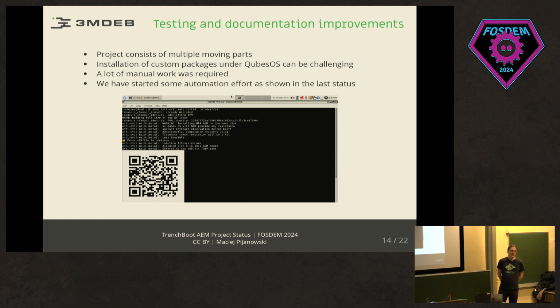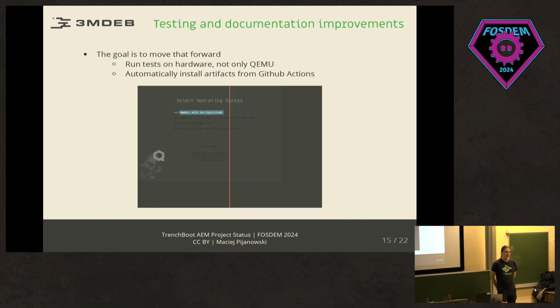In the last status, we showed some progress in that area, but it was only on QEMU, with some automated installation of the Anti Evil Maid solution. Right now we are pursuing moving that forward, so we can also use it on real hardware units, not only on emulation targets. And it would also be nice to automatically pick up packages from GitHub Actions with the latest changes to see what the result is.